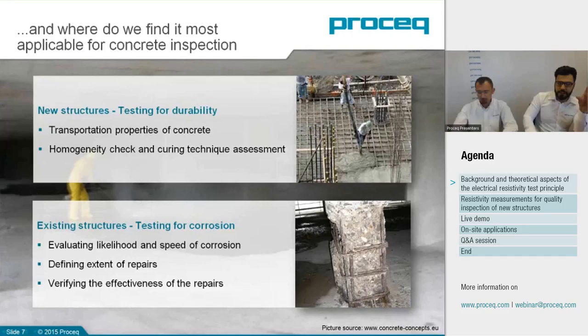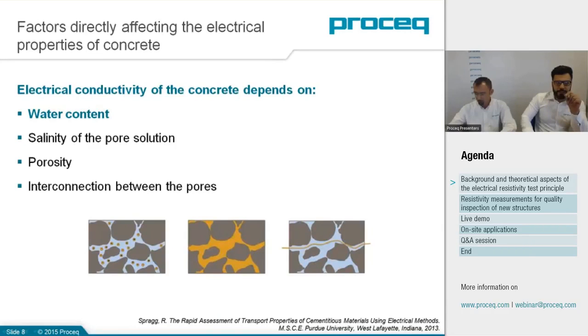Fantastic. On that basis, as we try to identify the type of work we need to do and the type of structure we're dealing with, we need to consider the factors that directly affect the electrical properties of the concrete. The first thing that comes to mind is the water content. Moisture is the key here. Later in the presentation, we will keep referring to the water content. On the other side, as you can see in the pictures, the salinity of the pore solution is a big factor. Porosity and finally the interconnection between the pores dictate the electrical properties of the concrete, and potentially affect its electrical resistivity. So these are the things we need to really consider.